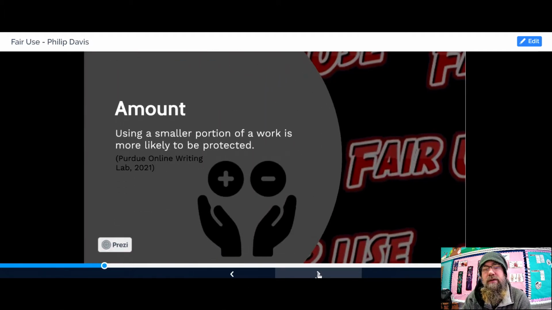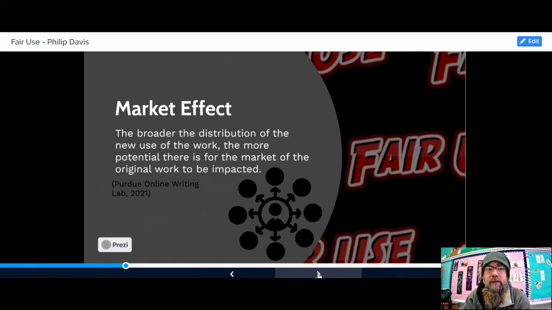The amount of media that you use. The smaller the portion of a work, the more likely it will be protected under fair use. And the market effect. The broader the distribution of the new use of the work, the more potential there is for the market of the original work to be impacted.